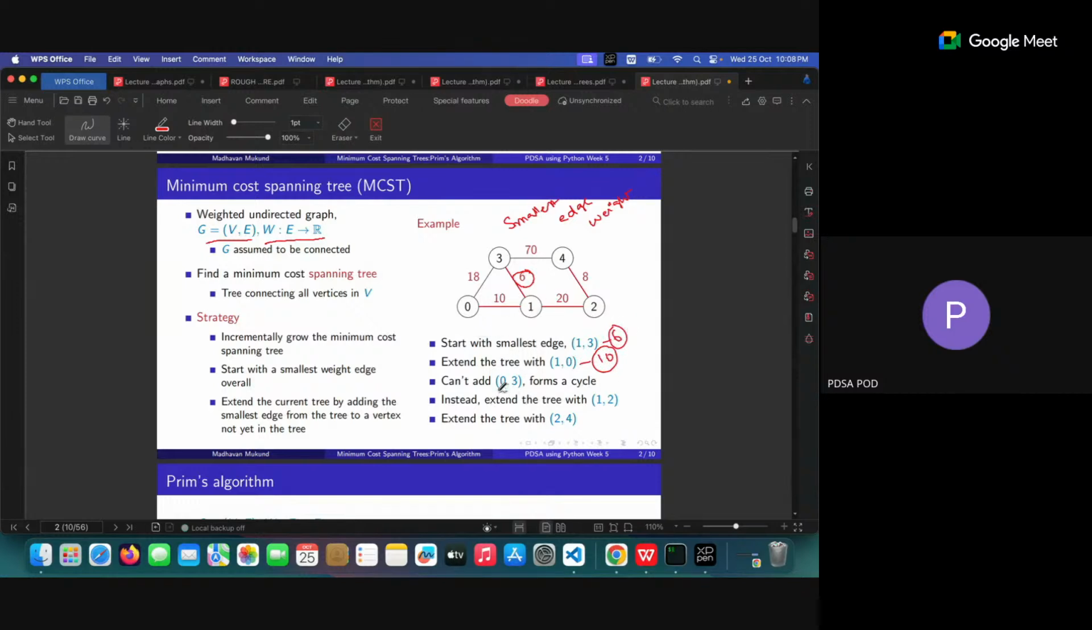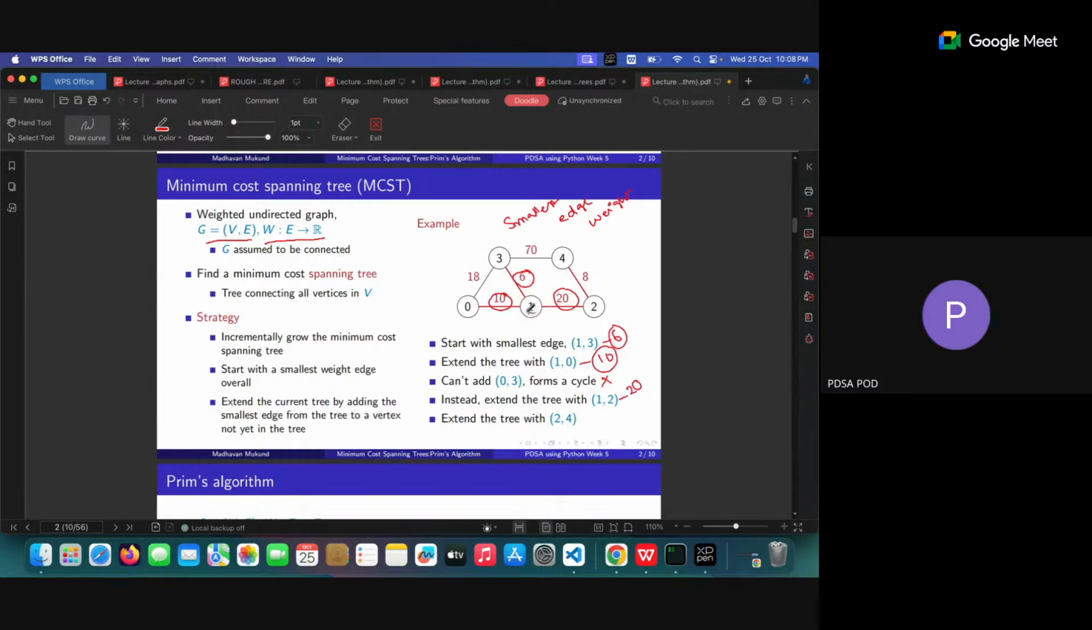After that, we cannot add 0 to 3, because 0 to 3 forms a cycle. Cycles are not allowed. A spanning tree is not a cyclic graph. So we don't choose this one, 0 to 3. Instead, we extend 1 to 2, which has weight 20. So 20 is added.